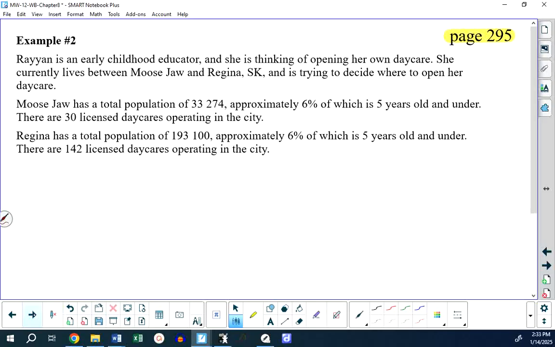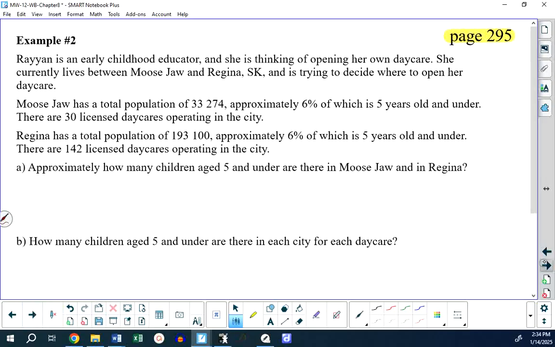If I were to ask you right now, which city should she open it in? I hope everybody sees it's not a simple question. There's a lot of factors. You can't just say, oh, she should open it in Moose Jaw because there's only 30 daycares there, whereas in Regina, there's 142. On the other hand, you could say, well, she should open it in Regina because there's going to be a lot more kids that qualify for daycare because of the high population. You see that there's issues at play here.